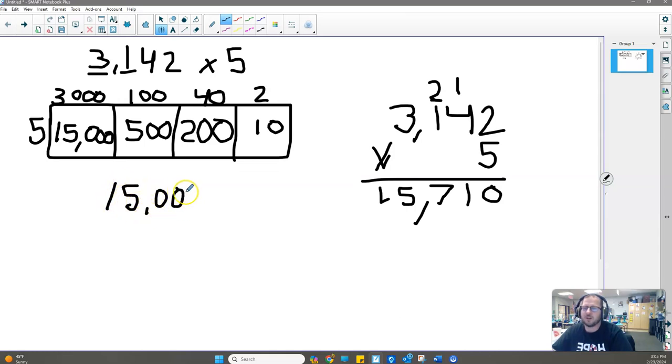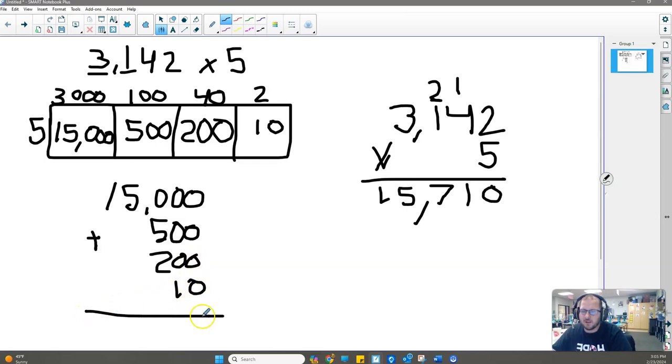So then we'd bring those down and we'd say, okay, 15,000 add 500, add 200, add 10. And we'd still, you'll see, add up. Zeros equals 0. 0 add 0 add 0 add 1 is 1. 5 add 2 is 7. And then there's nothing there, so that 15 just comes down. And both of those answers get 15,710.